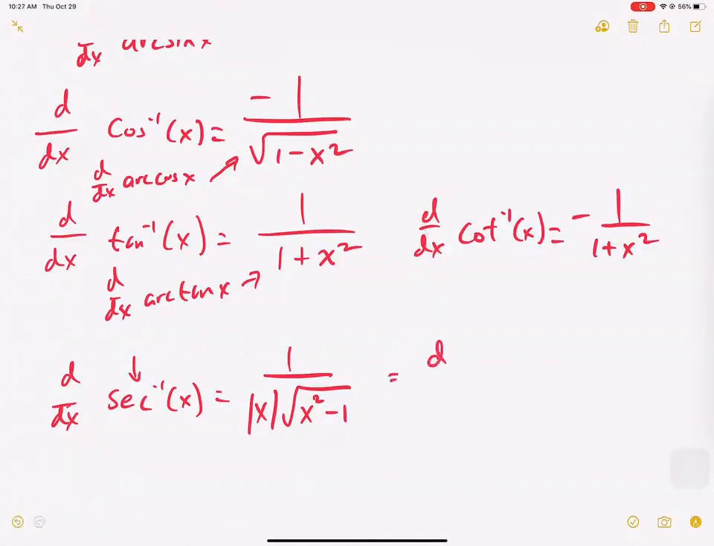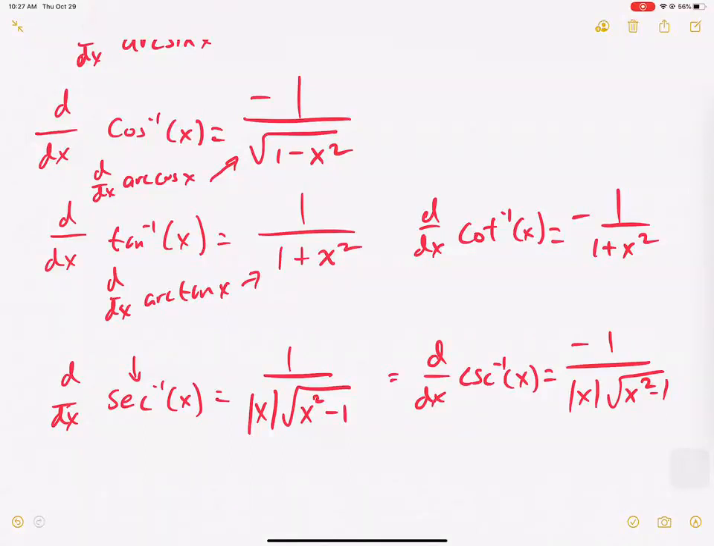And what do you think the derivative of the cosecant is going to be? The pattern seems like it's there. Okay. So once you guys are done copying it, I'll go ahead and talk a little bit over it.